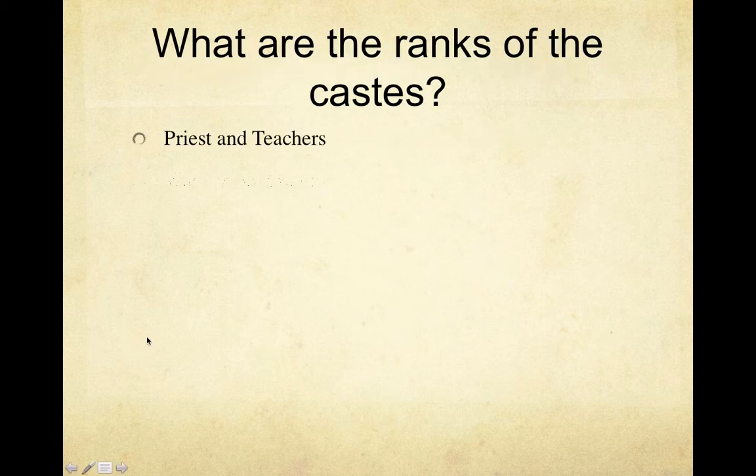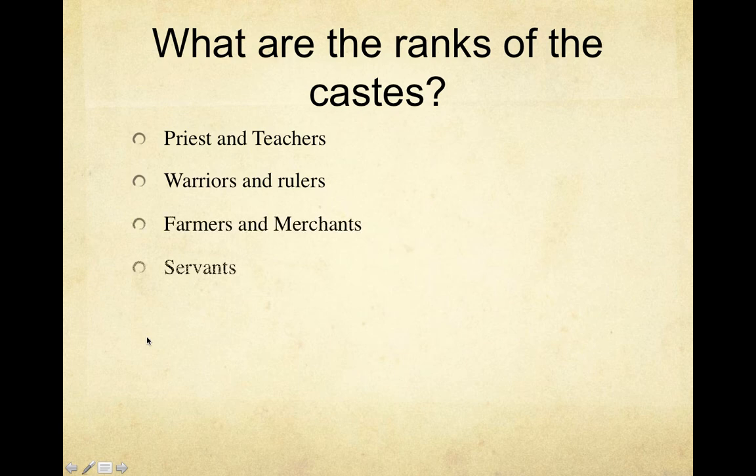There are 5 ranks. There are specific names, and I'm also giving you another reading with this, which at the end of this you can go to and look at, and there's also an assignment that goes along with it. So make sure that you guys are aware of that. The castes, from the top, are the priests and teachers, who are the top caste. Then you have your warriors and rulers, who are the second caste, and the farmers and merchants are the next caste. Then servants, and then the untouchables.